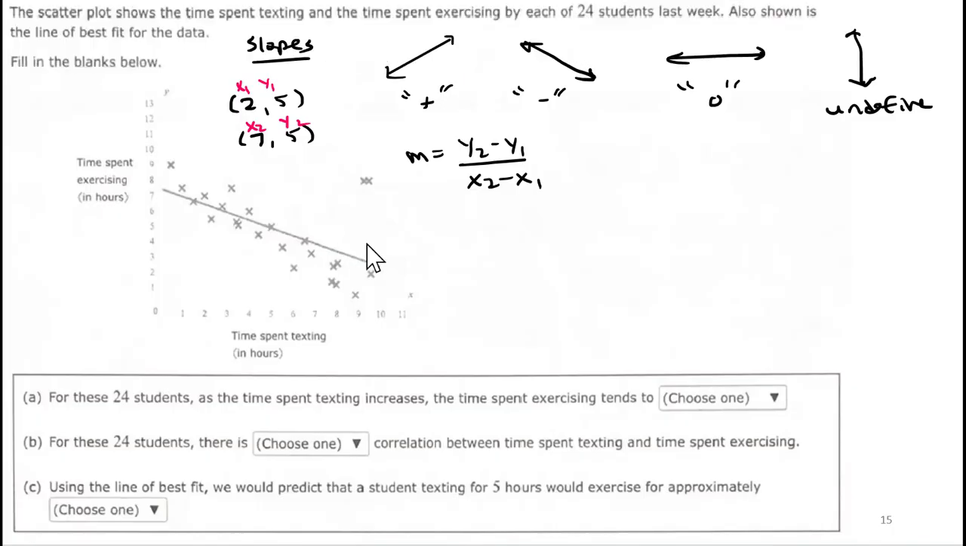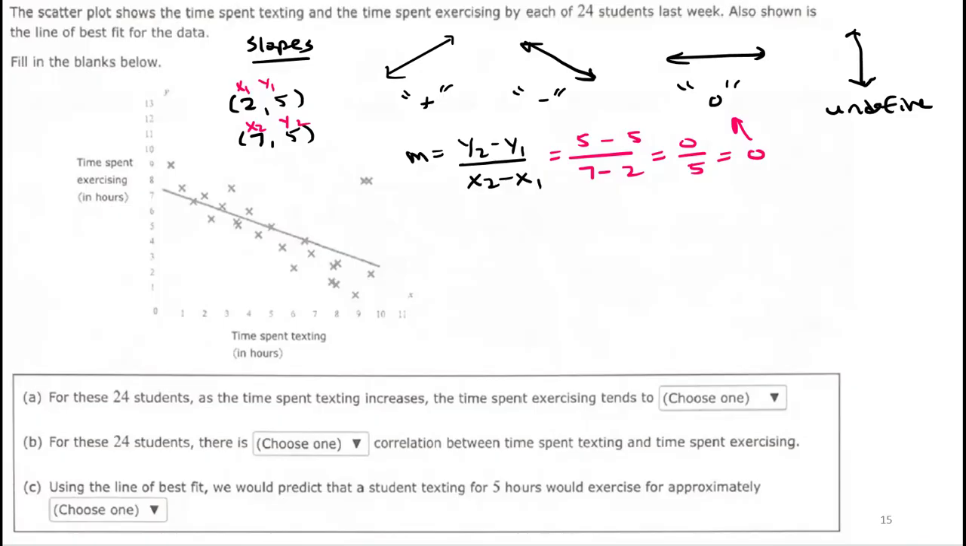Actually, you know what? That's okay. All right. So if we have 2, 5, 7, 5, that's going to give us what? Y2 is 5. Y1 is 5. X2 is 7. And X1 is 2. So 5 minus 5 is 0. And 7 minus 2 is going to give us 5. So 0 divided by 5 is going to give us 0.